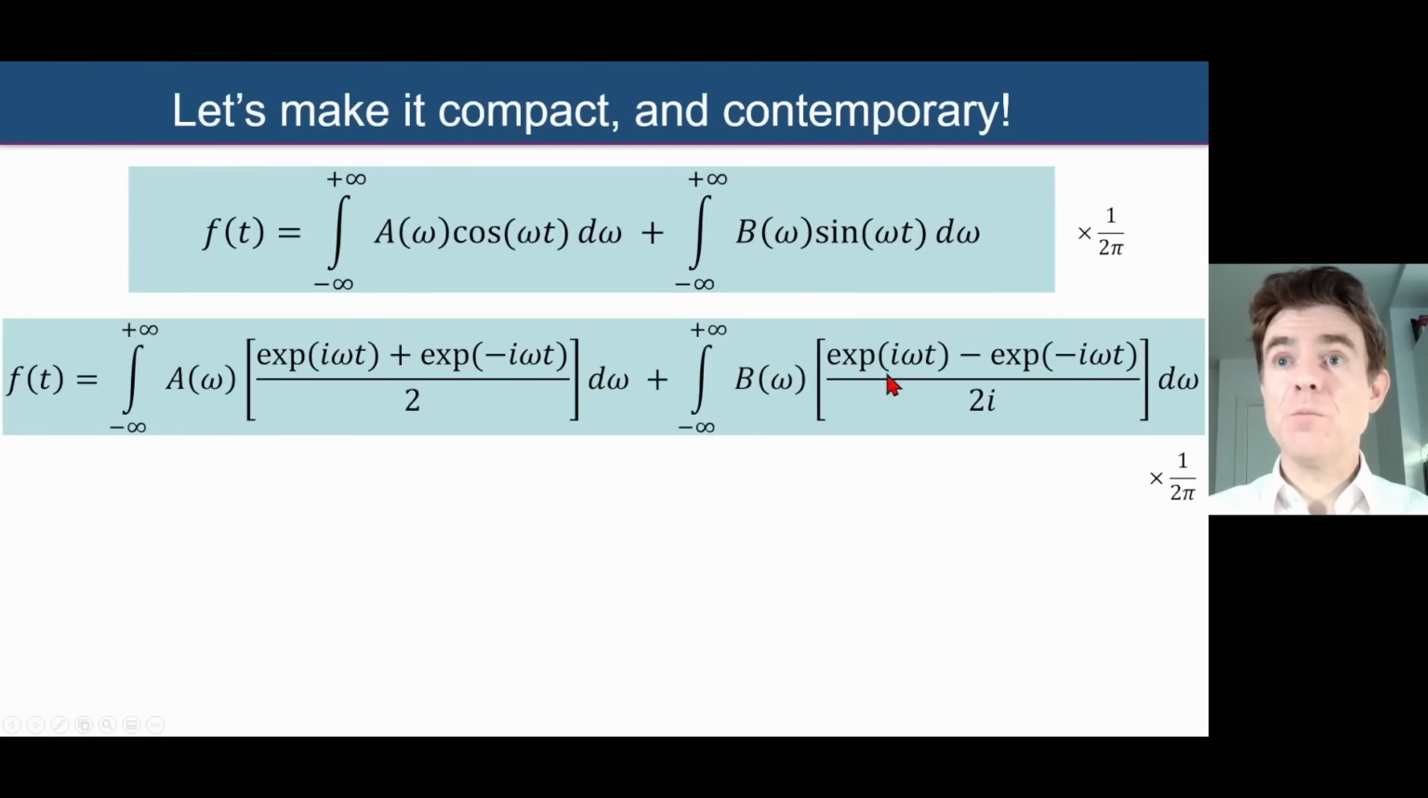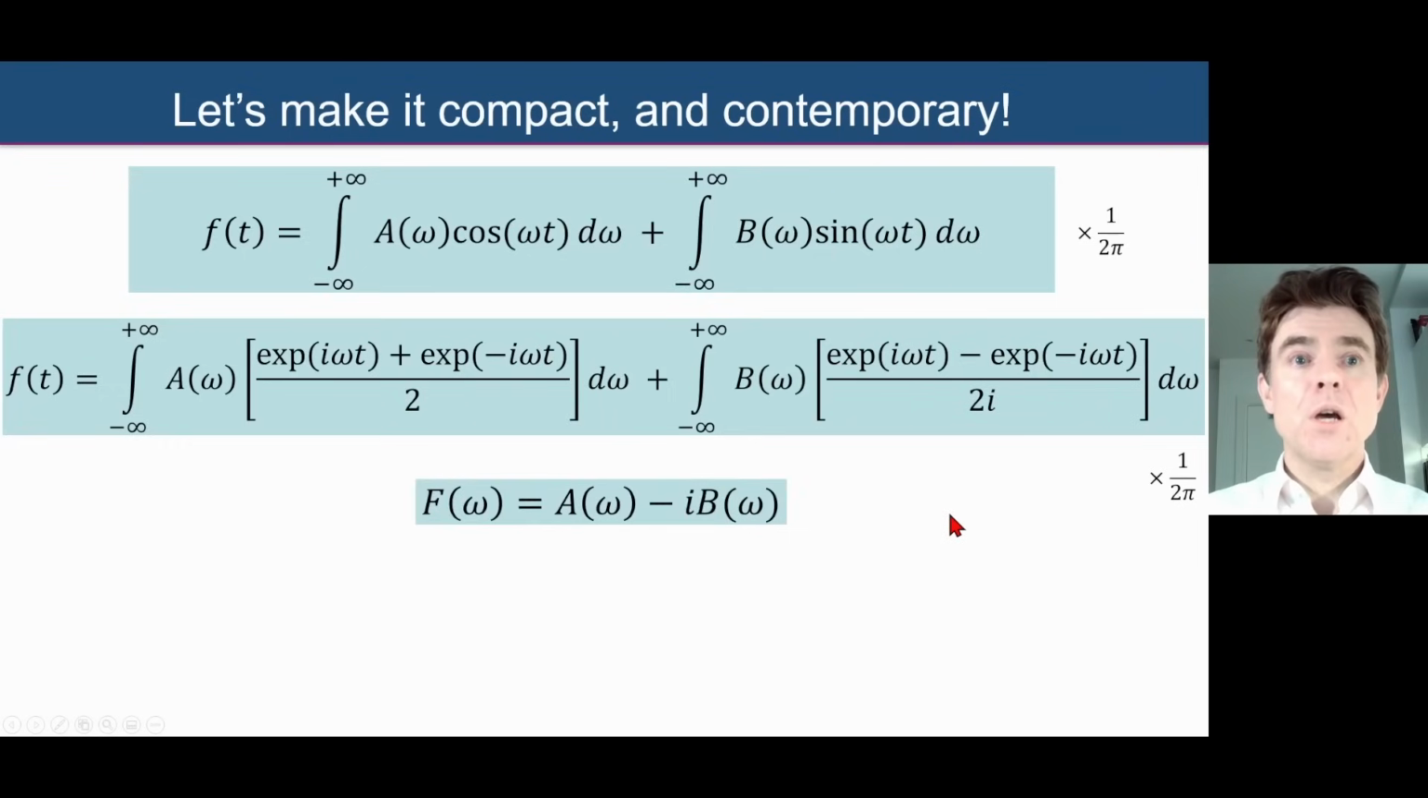Likewise, the sine can be replaced by a difference, a subtraction of one complex exponential from another, again dividing by 2i here to get the sine component. And then if we now combine together both the coefficient A of omega for the cosine and the coefficient B of omega for the sine, we can combine them together into a complex value, a complex number F for a particular frequency omega.